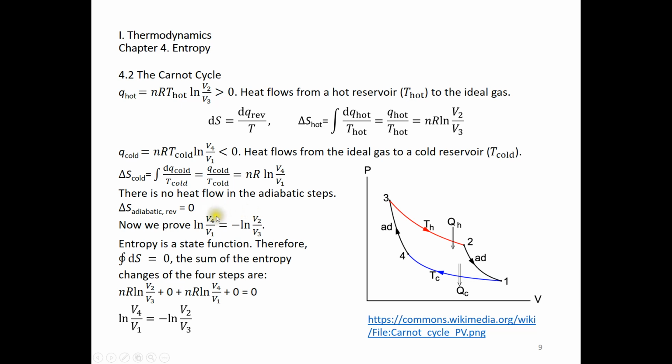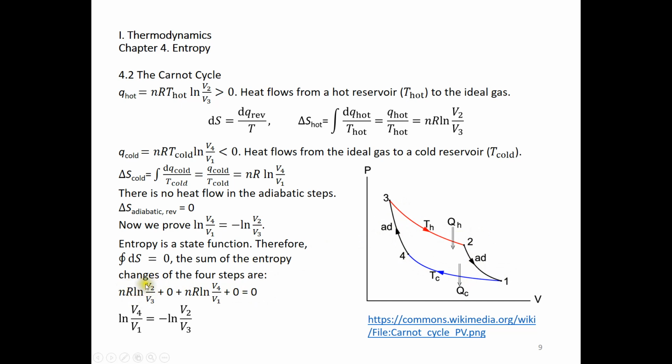And now we will prove this logarithm and this logarithm are opposite to each other. They have the same magnitude and opposite sign. The proof is very simple because we know entropy is a state function, and therefore the cyclic integral of ds should be 0. So the sum of the entropy changes of these 4 steps, from 3 to 2, 2 to 1, 1 to 4, 4 to 3, should be 0.